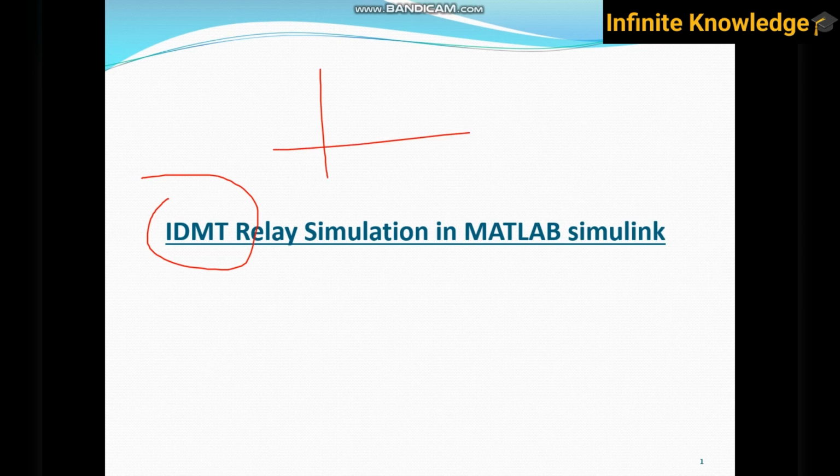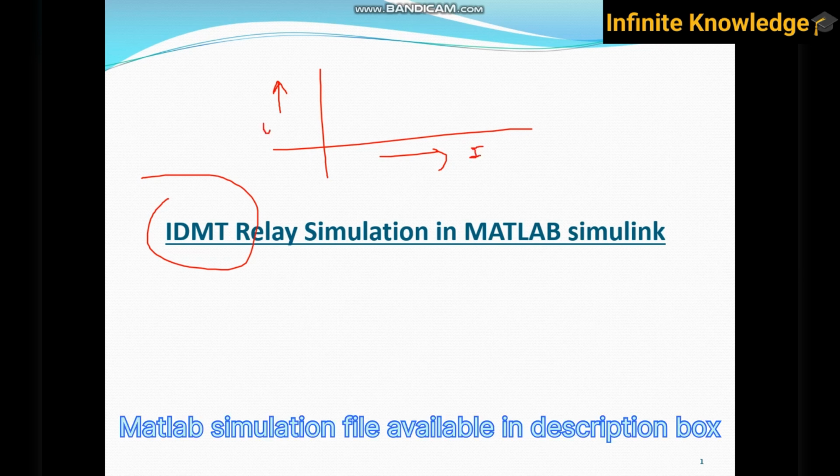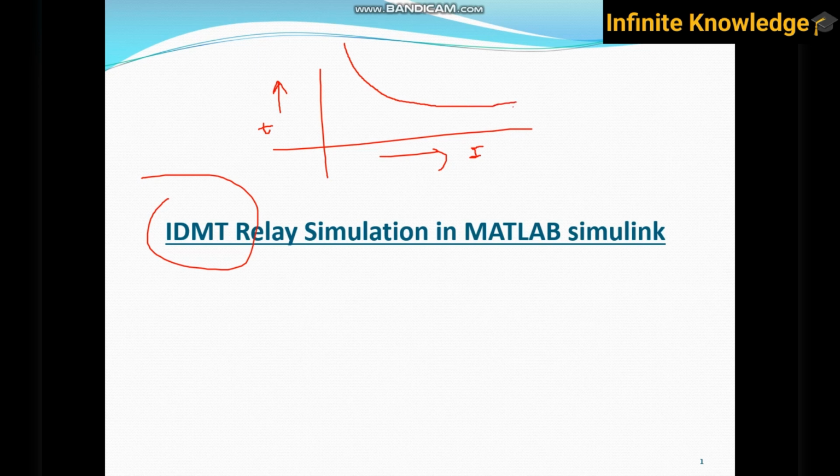What does it mean? As your current increases, your time to trip decreases. Here is your current graph and here is your time graph. As your current increases, your time decreases, so they are inversely proportional. As your current is high, your time to trip is low. As your current is low, the time to trip is high.